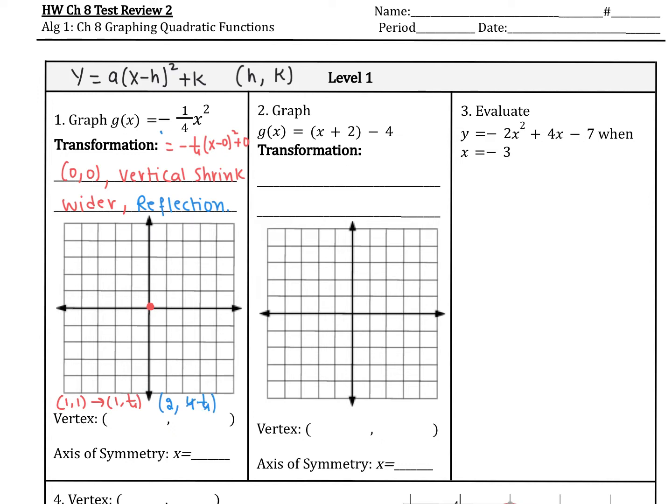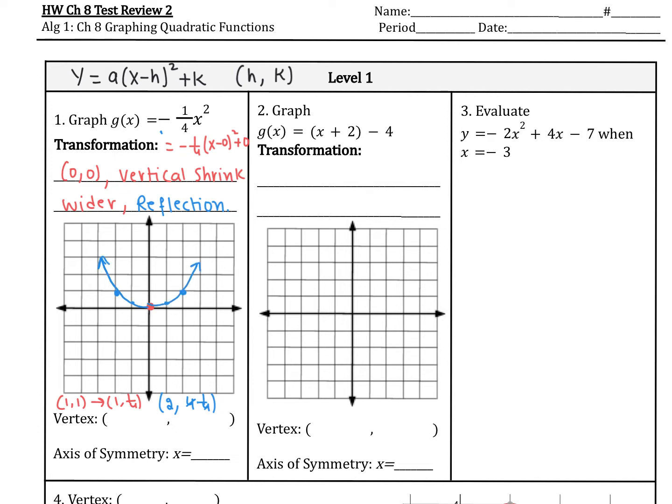So in this case, your pattern is going to be 1, 1/4 and 2, 1. Combining these, you're going to get the wider graph.